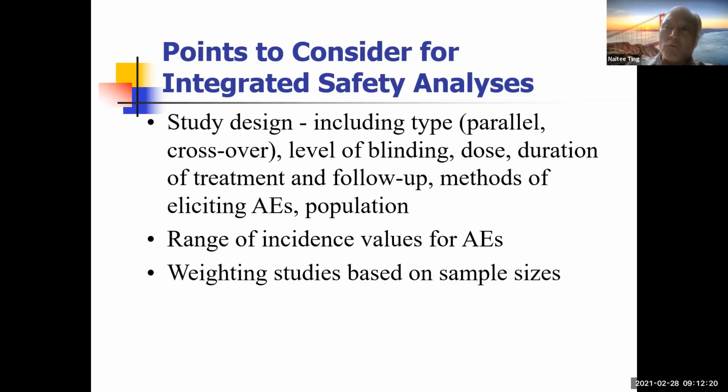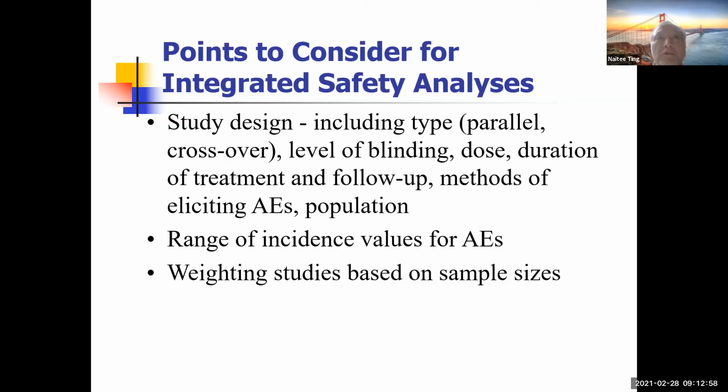So with all these safety data, there are a lot of different ways we can analyze this data. Now, for the ISS, Integrated Summary of Safety, I think the most important part is not only looking at all the studies pooled together, but also, because you have enough sample size, you can look at subgroup analysis. That will help us identify whether certain groups of patients are more responsive to certain kinds of diseases or more susceptible to certain kinds of adverse events, all right?